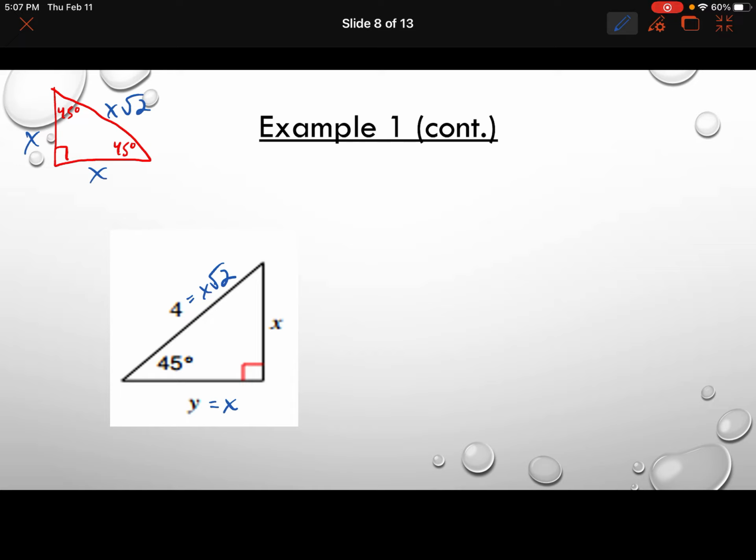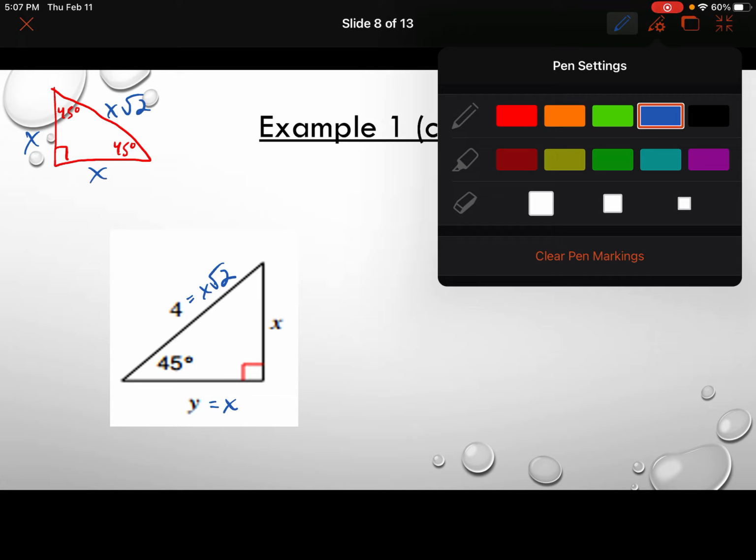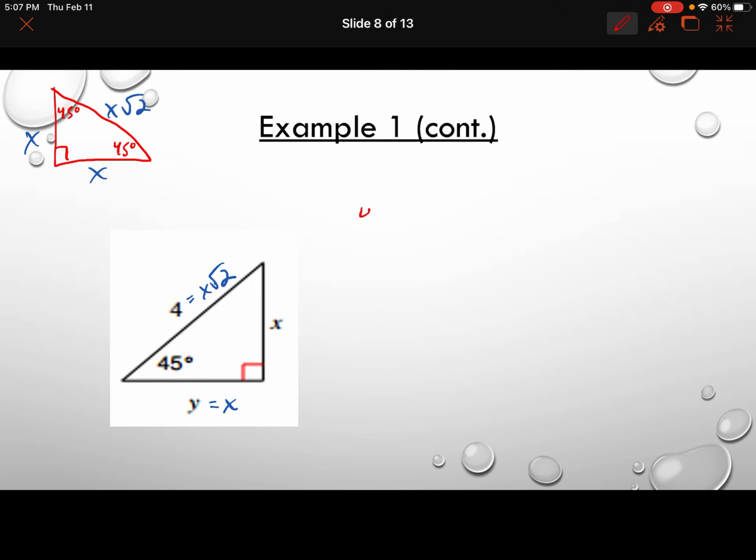So this one's a little bit different. So let's write it out now. Let's see what we get. So we have 4 is equal to x times radical 2. Well, how do we solve for x? We solve for x by dividing both sides by square root of 2. So let's do that. So square root of 2, square root of 2. That cancels out, and we're left with 4 over the square root of 2 is equal to x.